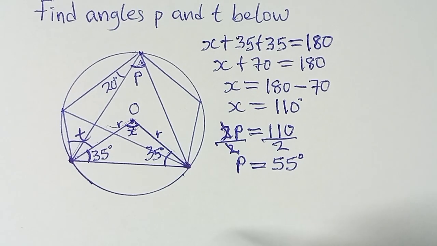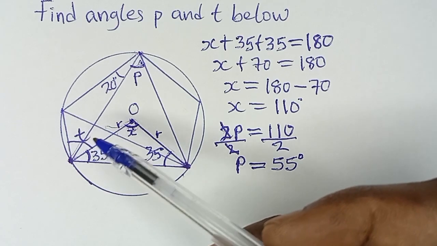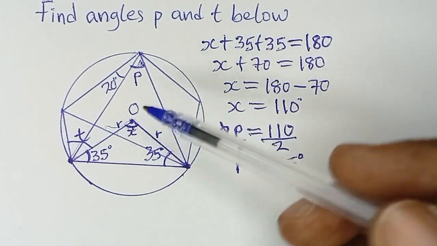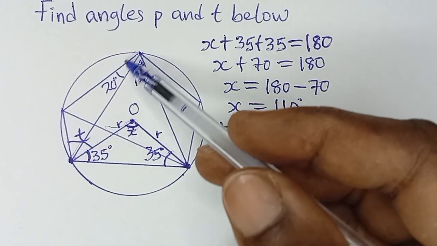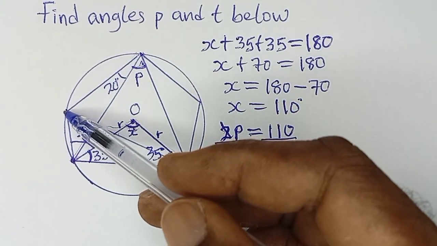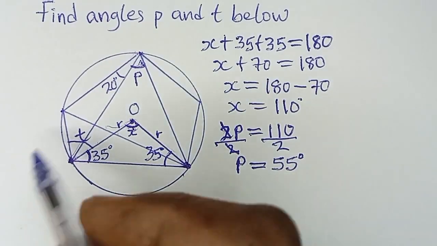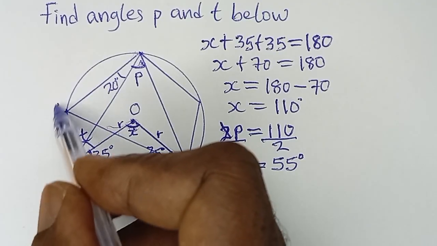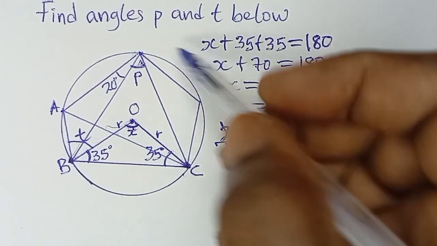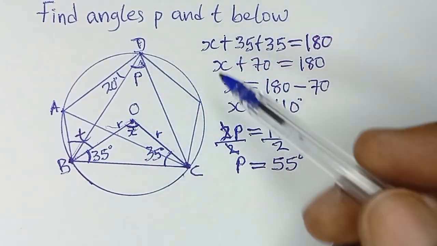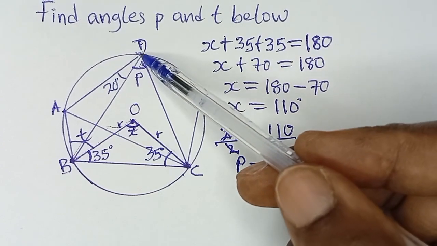So now that we have P, let's move on to see how we can find angle T. From the diagram, if you look at this, I have a cyclic quadrilateral here. A cyclic quadrilateral is a quadrilateral with its vertices at the circumference of a circle. So let me label this cyclic quadrilateral as A, B, C, and D. So quadrilateral ABCD.